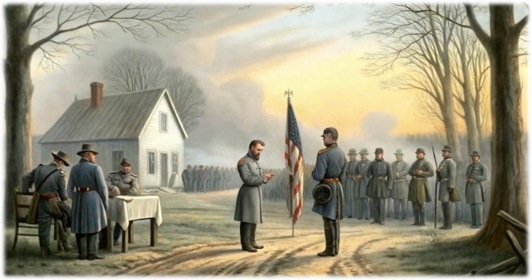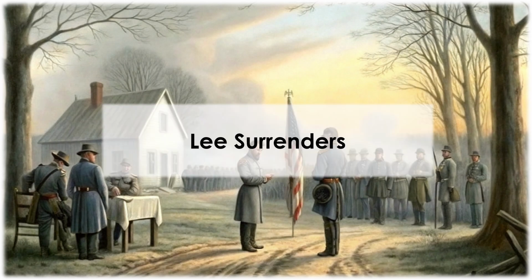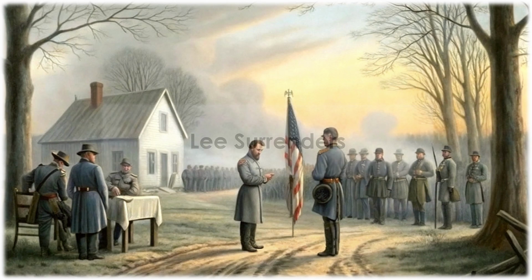On April 9, 1865, General Lee surrendered at Appomattox, Virginia. He met General Grant from the North and signed the surrender. The war was almost over. The soldiers were allowed to go home.